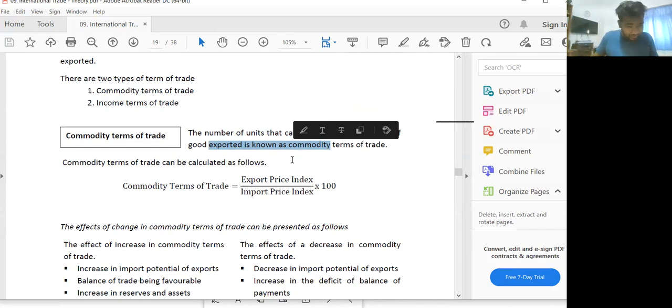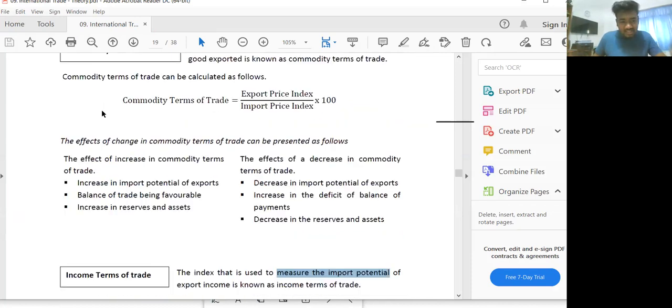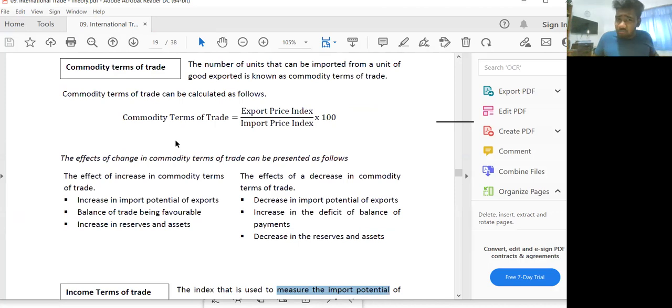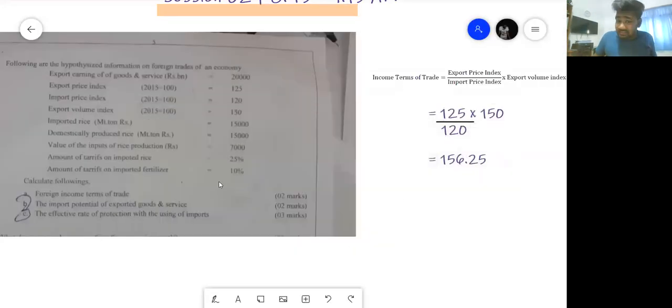Even in the income terms of trade, you measure the income potential of exports. Since the A component is already asking this, I'm a little confused. Are they asking for this or are they asking for this? Maybe you can show both. So we'll do the calculation through the commodity terms of trade, because it's not very clear what exact thing they're asking there.